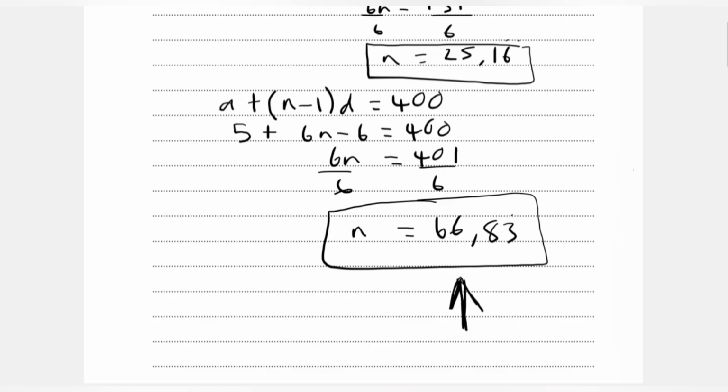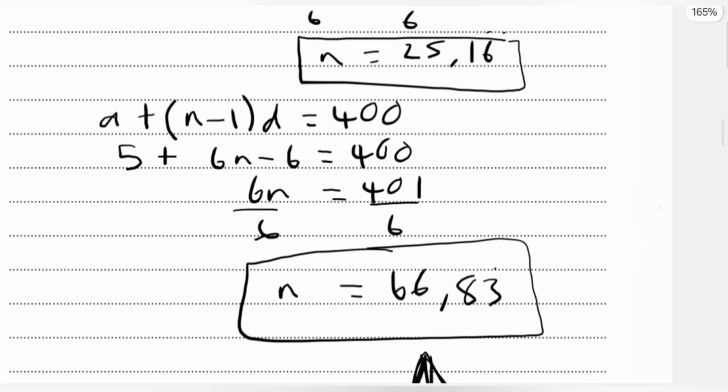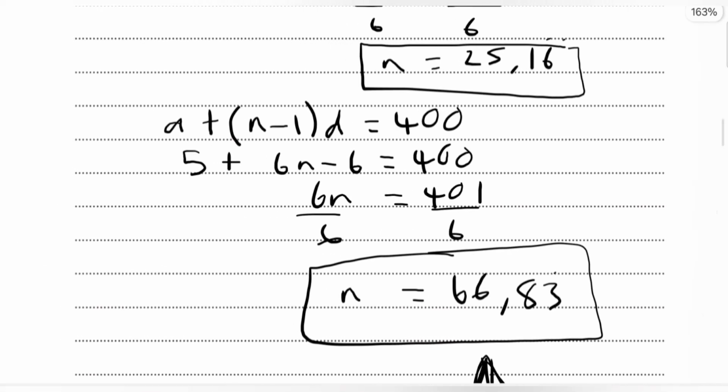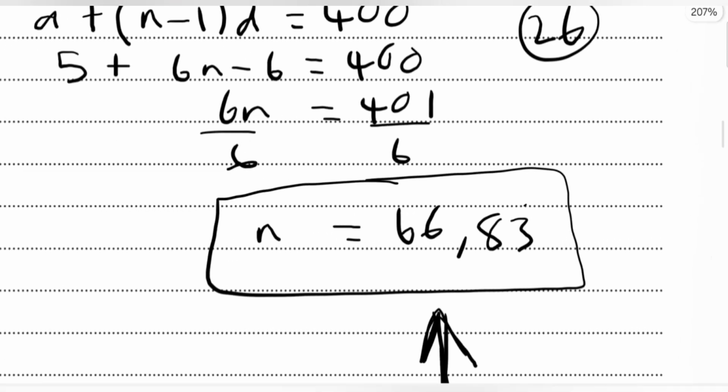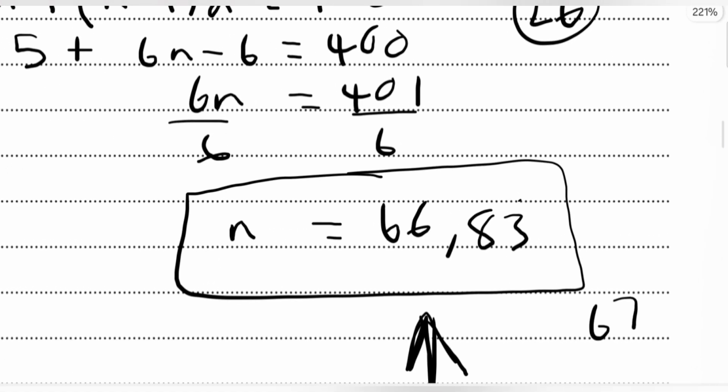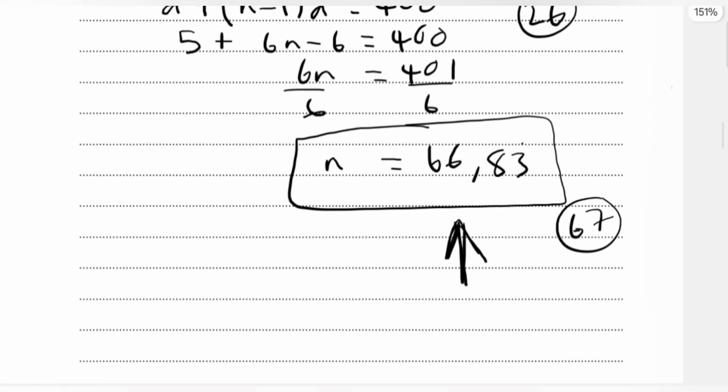But we also need to bear in mind that our n values can only be whole numbers. So for this 25.16, we have to round it down and use 25. Or since it's slightly above 25, we can use 26 instead. So for this, we'll use 26. And for this one, we use 67, right, as our n values.